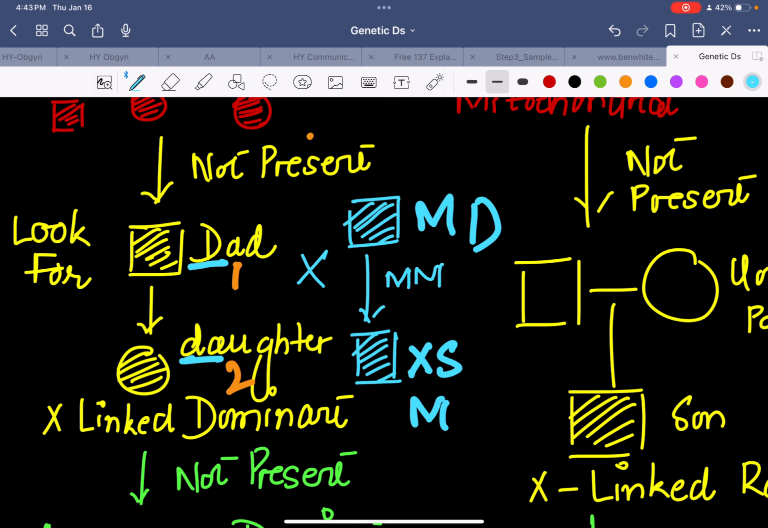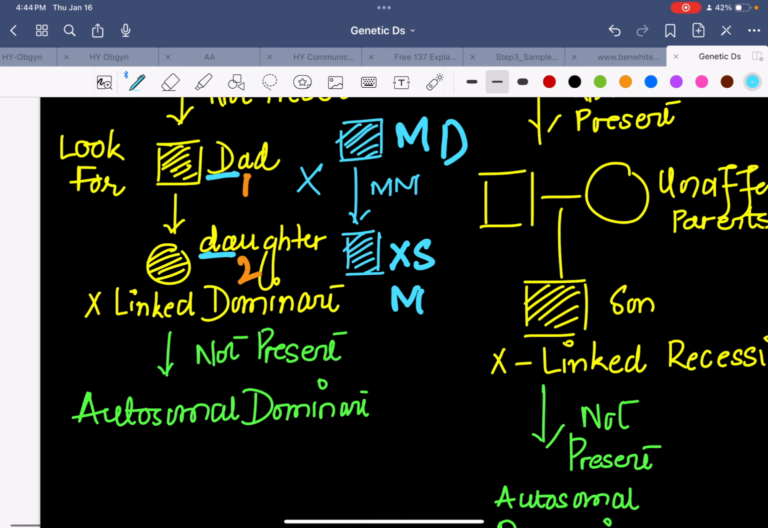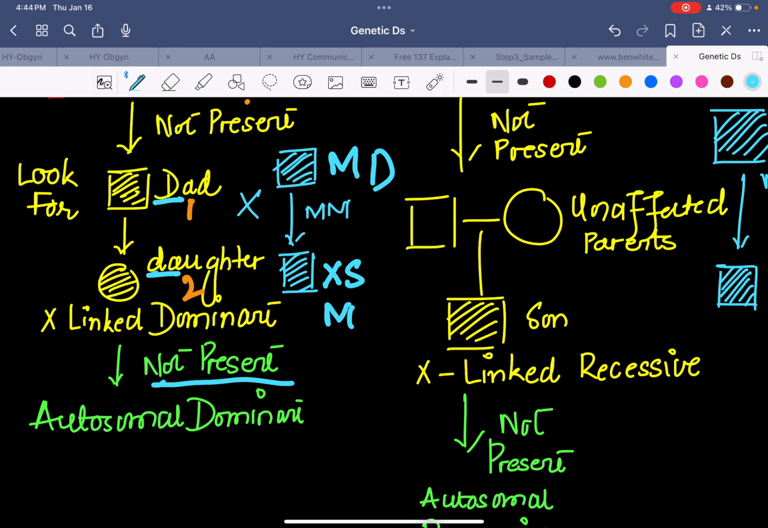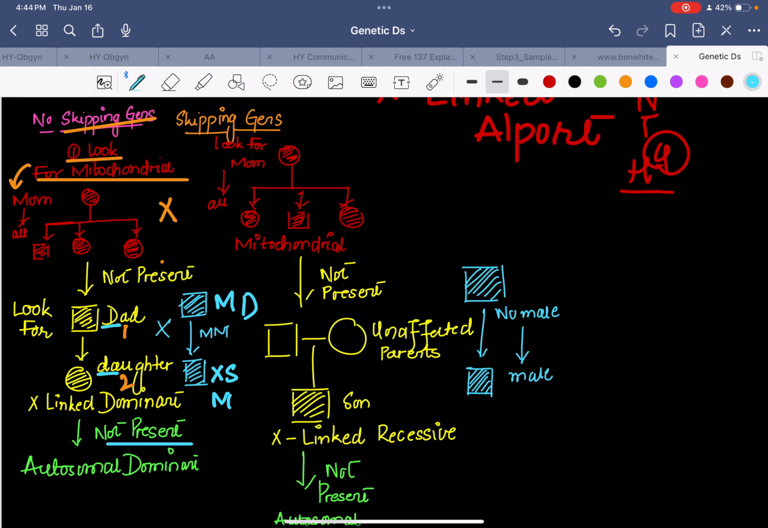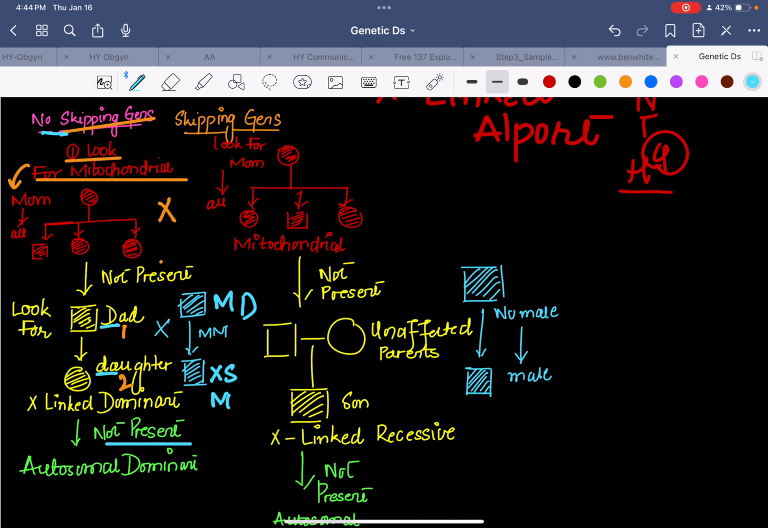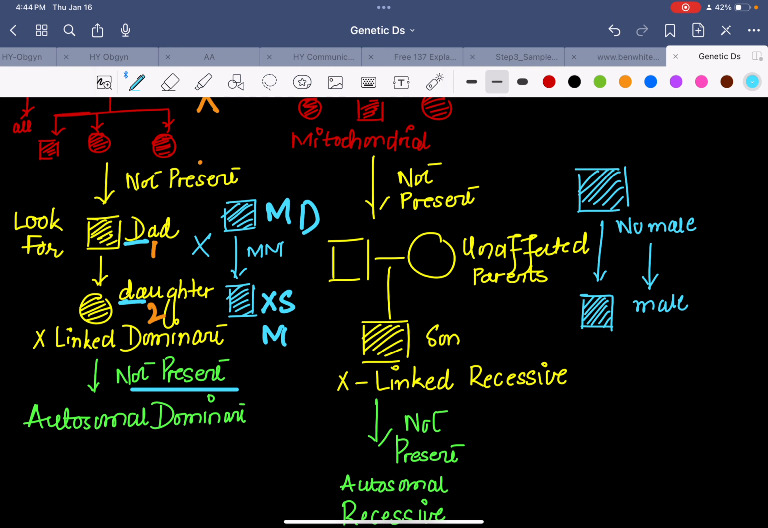So dominant means it's not skipping any generations, it's present in all the generations. And dad to daughter means it's going by the X chromosome of dad directly to the daughter. Since the sons don't get the dad's X chromosome, they are not getting the disease. So dad to daughter disease is X-linked dominant. And if you find that no dad to daughter pattern is present, but the disease is not skipping generations, the disease is present in every generation, then you will come to the conclusion that it is autosomal dominant.